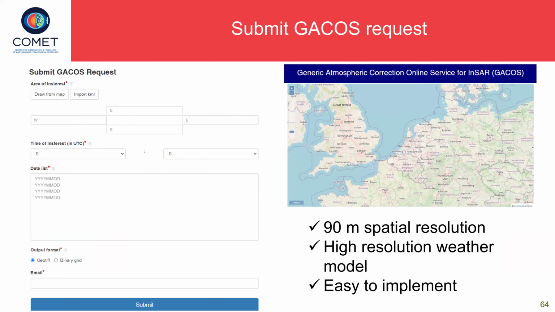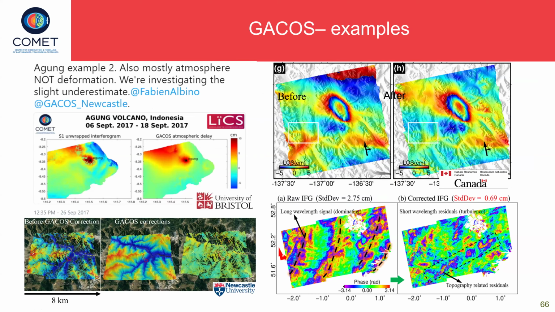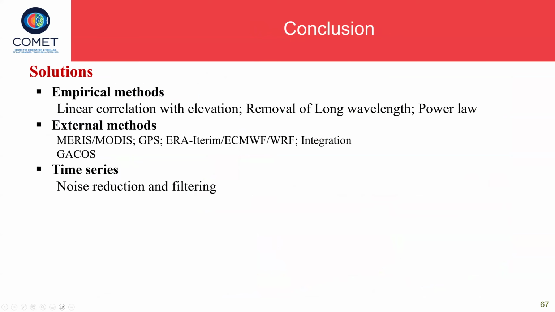This is what the website looks like. I developed some code showing how to download, how to produce the correction map, how to do the correction, and how to evaluate the performance of the correction. There are some codes available on the website, and these are some examples of using GECKOs in different deformation scenarios: coseismic, landslides, volcanoes, or ground subsidence. There are a lot of different applications.